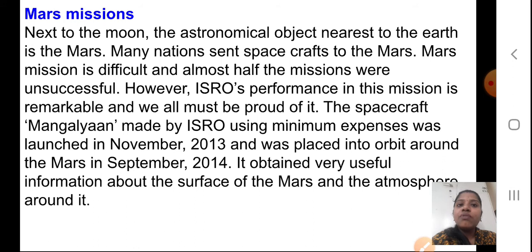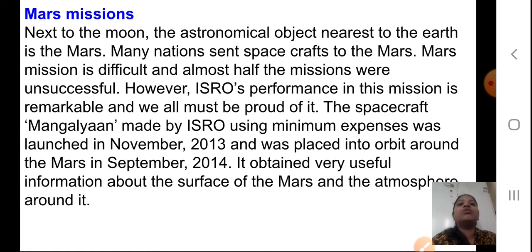The spacecraft Mangalyaan, made by ISRO using minimum expenses, was launched in November 2013 and was placed into orbit around Mars in September 2014. It obtained very useful information about the surface of Mars and the atmosphere around it. So we must be really proud of ISRO.